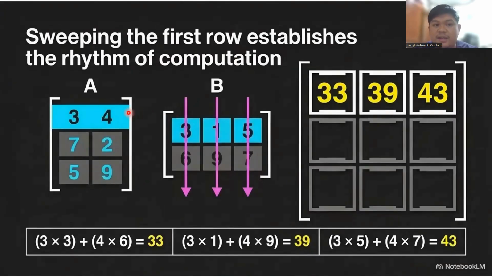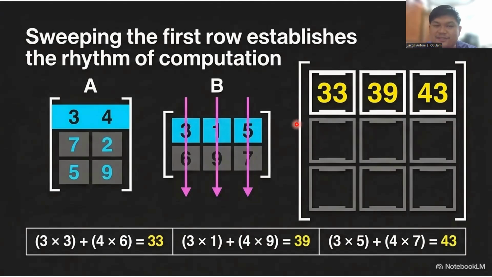So, what I did here is I distributed the rows to the columns. So, 3 and 4 will be distributed to 3 and 6, the first column. So that will be 3 times 3 plus 4 times 6 equals 33. So that is row 1, column 1. Next, I distribute row 1 to column 2. That's 3 times 1 plus 4 times 9. That's 39. That will be in row 1, column 2. And finally, distribute row 1 to column 3. That will be 3 times 5 plus 4 times 7. And that is 43.